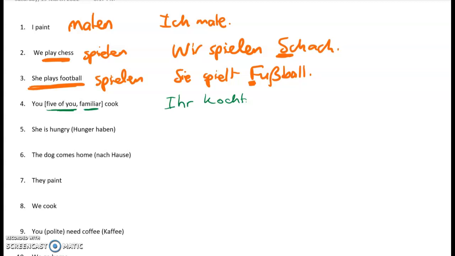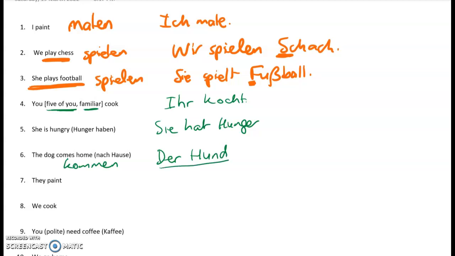She is hungry. So in German we say, I have hunger. So Hunger haben. Sie hat Hunger. Right, the dog comes home. The verb will be kommen, and we know that the dog is der Hund. Der Hund, that's the first thing in the sentence. Kommt, second thing in the sentence. And then nach Hause, home. Right, so this is home when there is motion involved. So the dog is coming home, so it's moving from somewhere to the house.